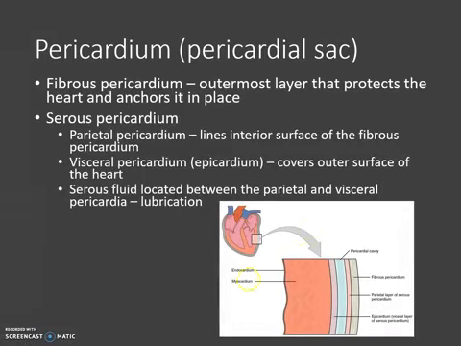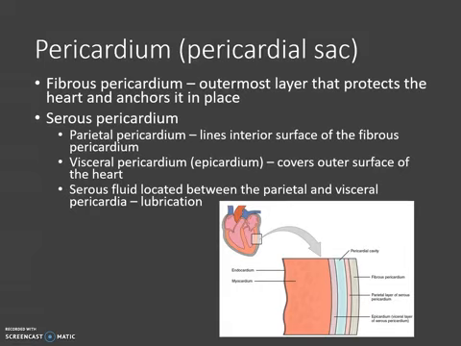Now, if we look at the walls of the heart, it has its own serous membrane called the pericardium, or the pericardial sac. And there are several layers associated with this pericardium. And remember that the function of serous membranes is to help to separate an organ from another organ and also reduce friction between an organ and the adjacent organ.